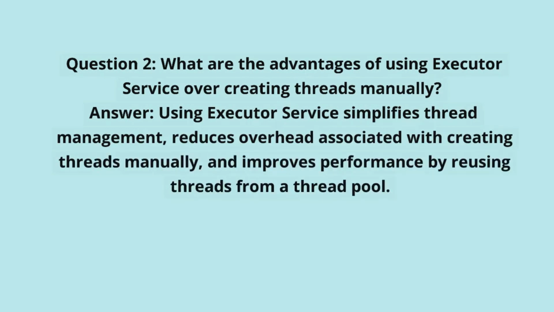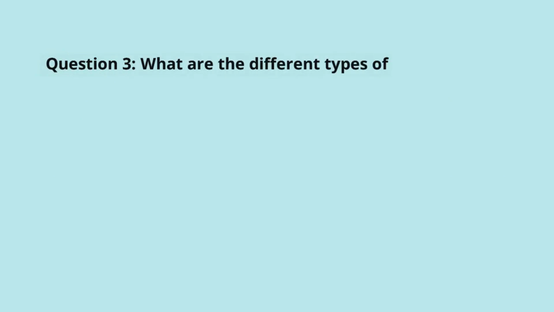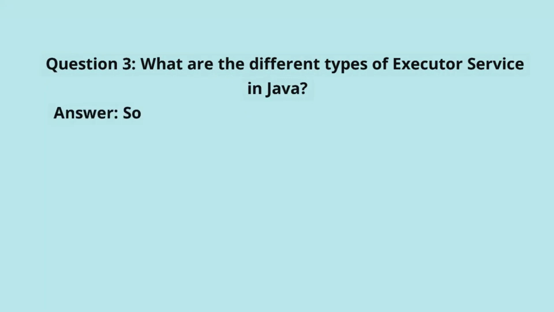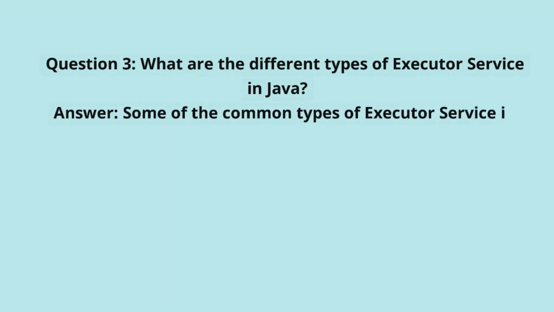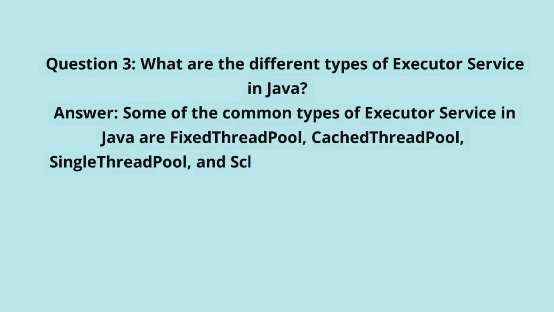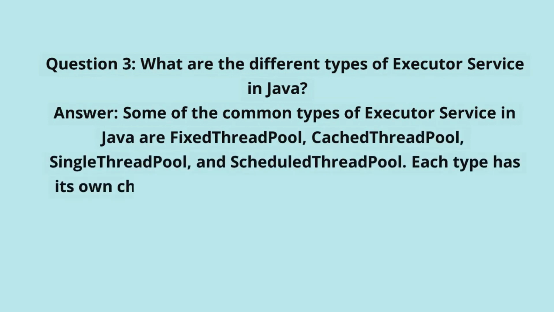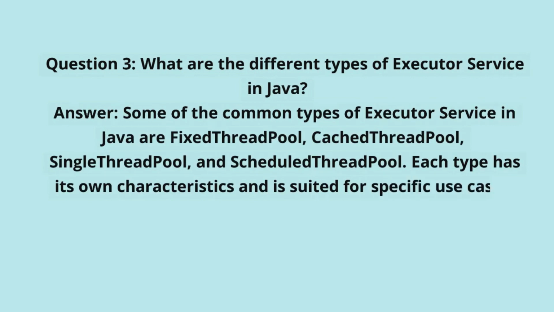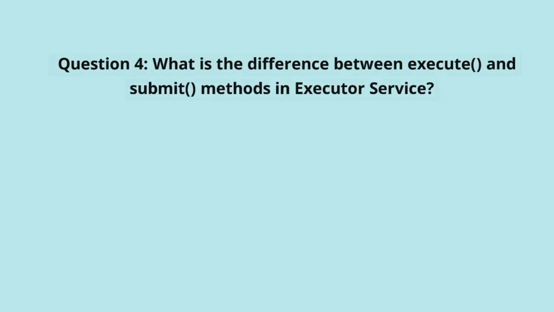from a thread pool. Question 3. What are the different types of Executor Service in Java? Answer. Some of the common types of Executor Service in Java are FixedThreadPool, CachedThreadPool, SingleThreadPool, and ScheduledThreadPool. Each type has its own characteristics and is suited for specific use cases. Question 4. What is the difference between execute and submit methods in Executor Service?